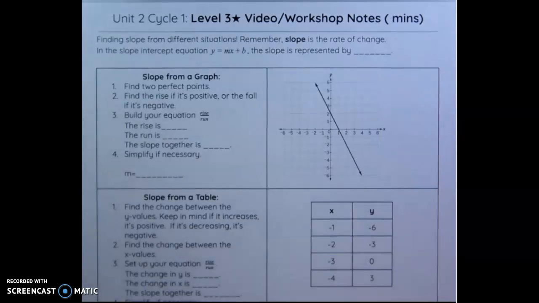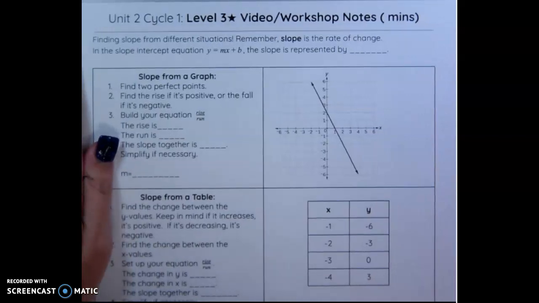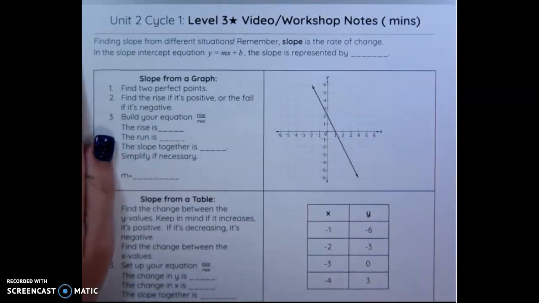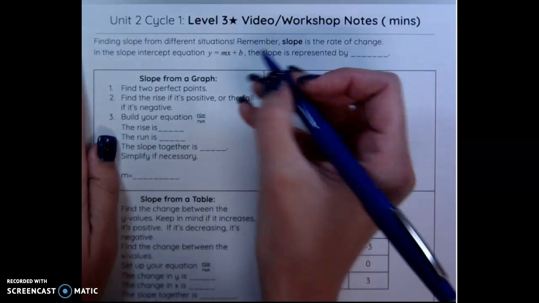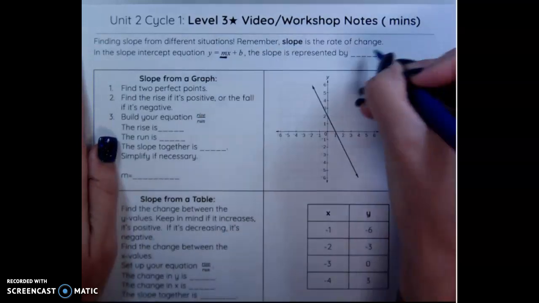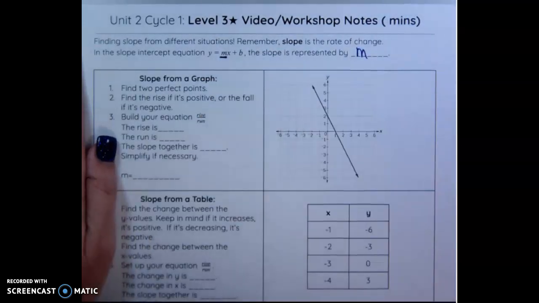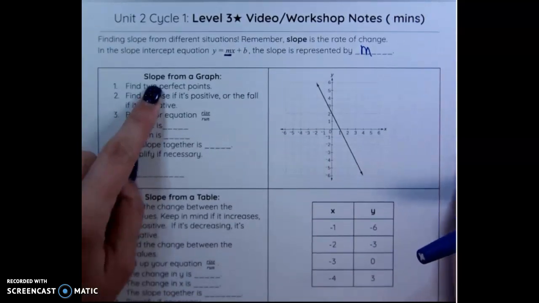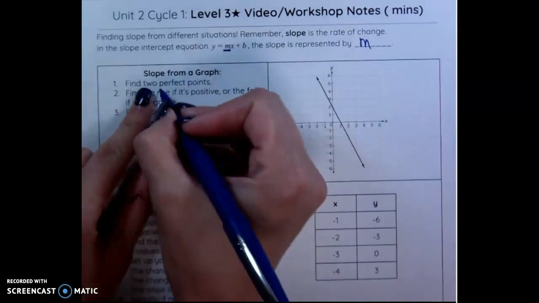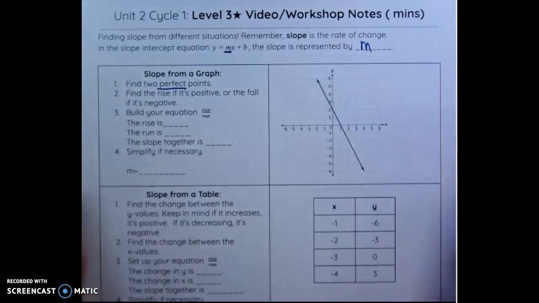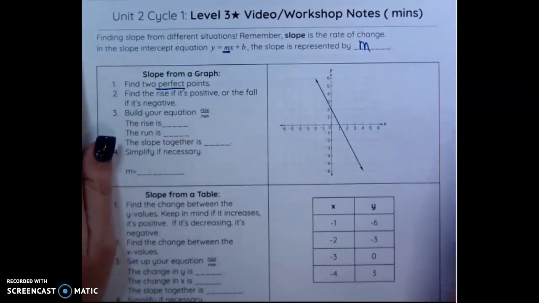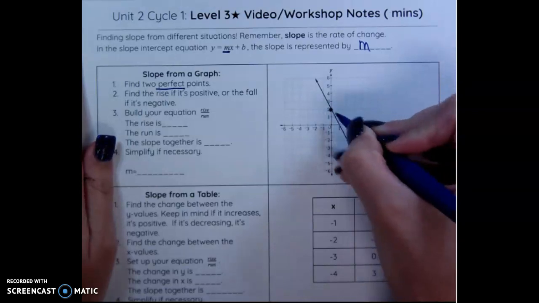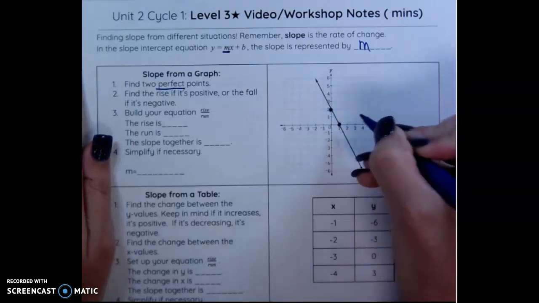In the slope-intercept equation, y equals mx plus b, the slope is represented by m. Okay, m is slope. So, to find slope from a graph, you find two perfect points. That means they're on the cross. So I'm going to pick this one and this one.